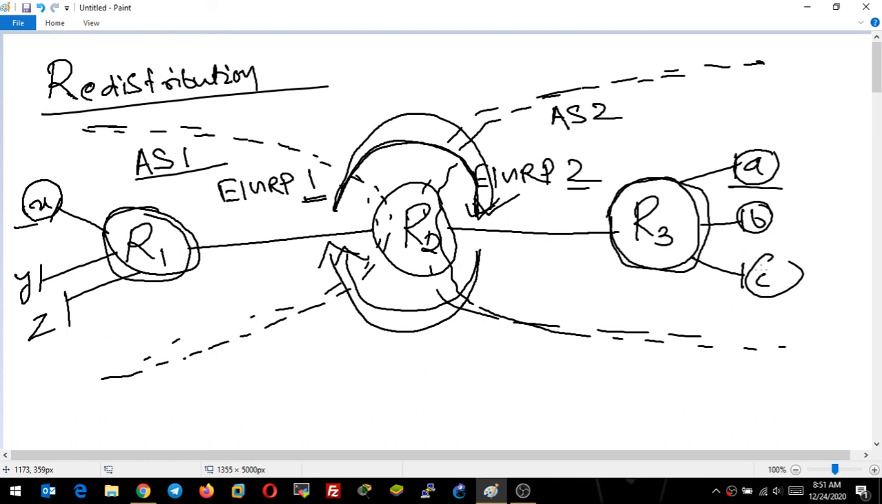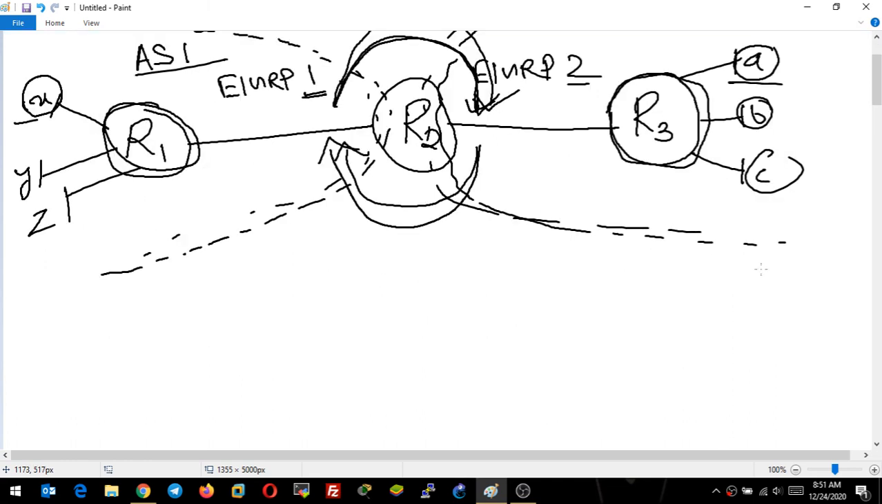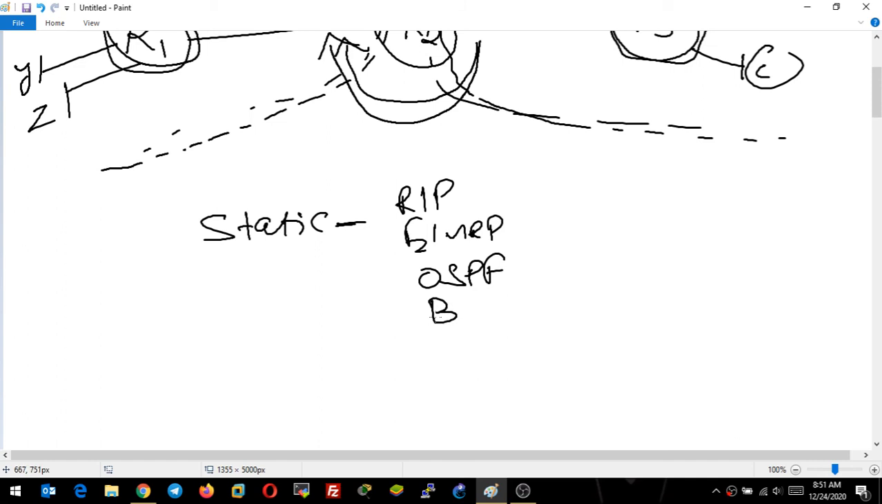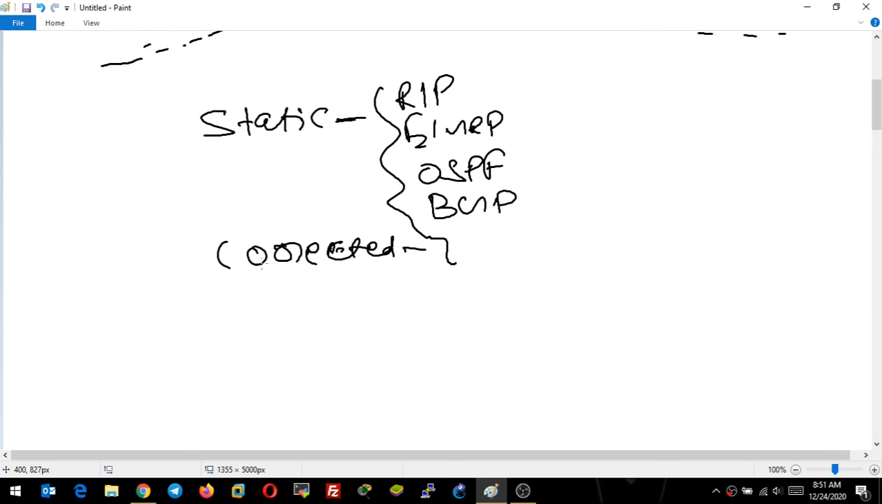This is not like redistribution only I am doing from EIGRP to EIGRP. In some cases redistribution we can do. By using redistribution we can inject static routes to one protocol like RIP, EIGRP, OSPF, like that we can do. Also we can redistribute connected routes to the same protocols. Okay, so again if we want to do from protocol to protocol also we can do.